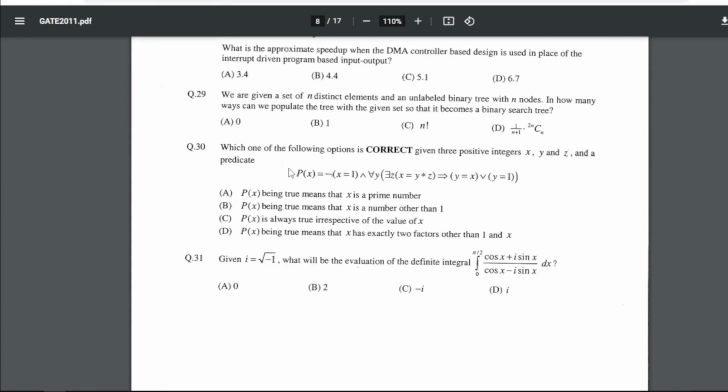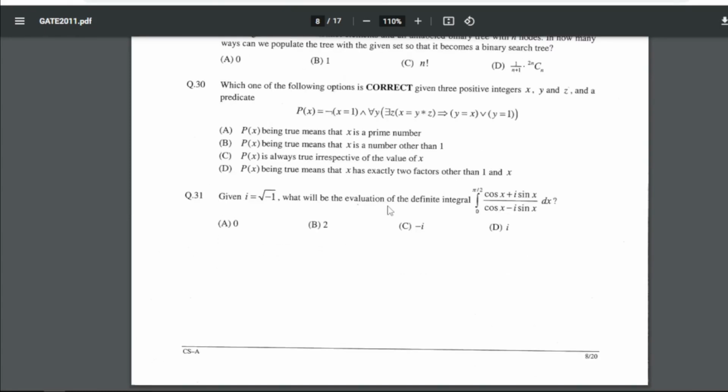30 is: which one of the following options is correct, given three positive integers x, y and z and a predicate. So this is the logic. Now we have to find the correct one. So if you solve these you will find A as the answer for 30, that is Px being true means that x is a prime number, right?